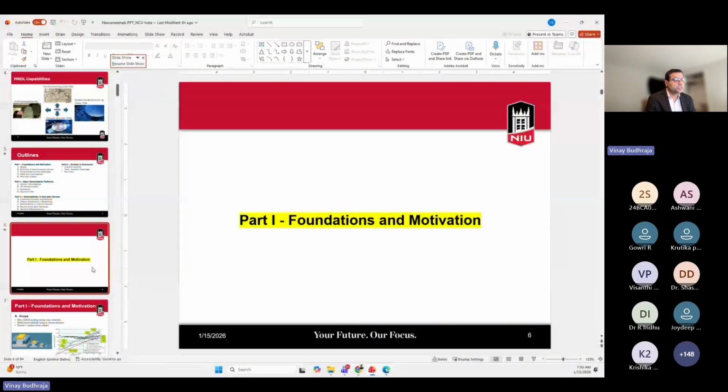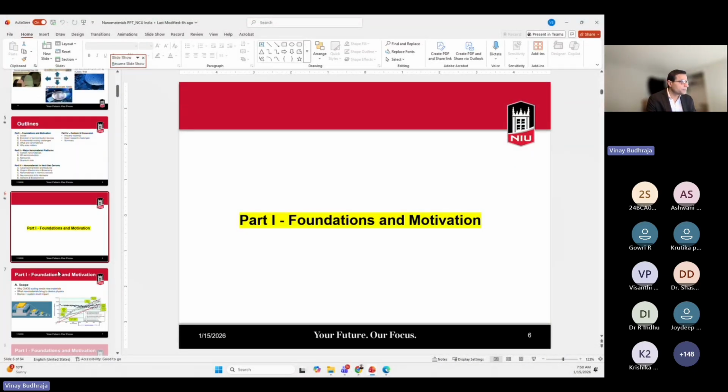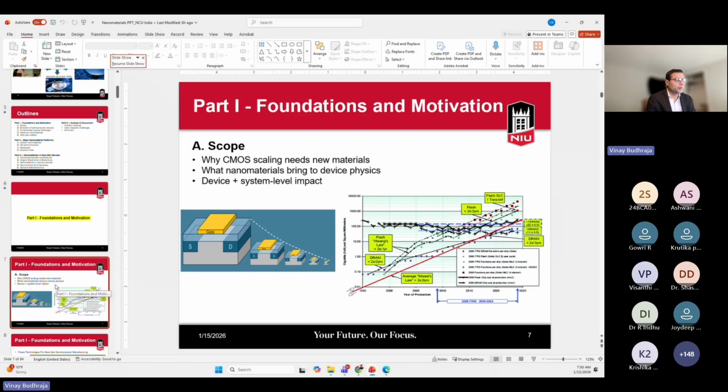Foundations and the motivation. Scope of nanomaterials in semiconductor devices. We are heavily dependent on CMOS technology because most of the companies like TI, Intel, IBM, they build their microcontrollers, which is the main key device element in most of the electronic devices, based on the CMOS, and the CMOS scaling needs new material. And that's why nanomaterials find their scope in semiconductor devices.